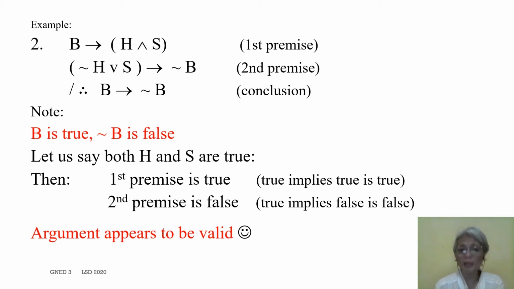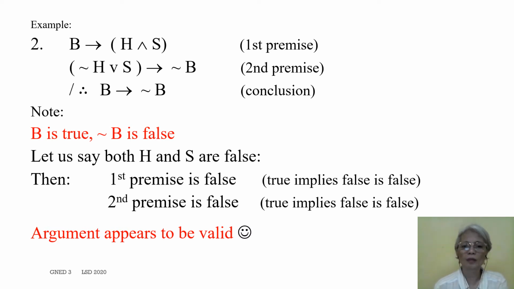Tapos na ba? Siyempre, hindi pa. Kasi unang possibility pa lang yun kung pareho silang true. Paano naman kung pareho silang false? If H and S are both false, again, considering B is true and not B is false. H and S are both false, therefore, this conjunction will be false. True implies false is false. Therefore, we have found a premise which is false, rendering our argument valid.